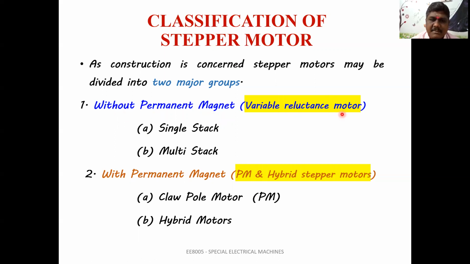In the variable reluctance stepper motor, and with a permanent magnet, we have two types: the permanent magnet stepper motor and the hybrid stepper motor. If we are going to make a hybrid stepper motor, we are combining the property of the variable reluctance and also the construction. We combine the variable reluctance and the permanent magnet, and we can make the hybrid stepper motor.